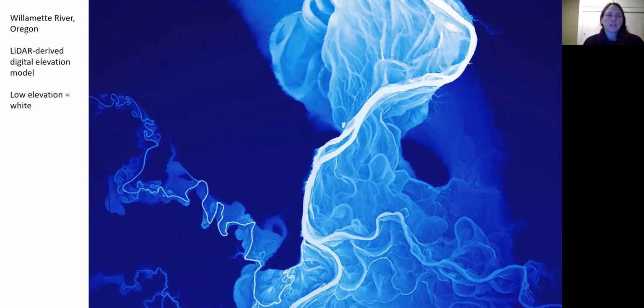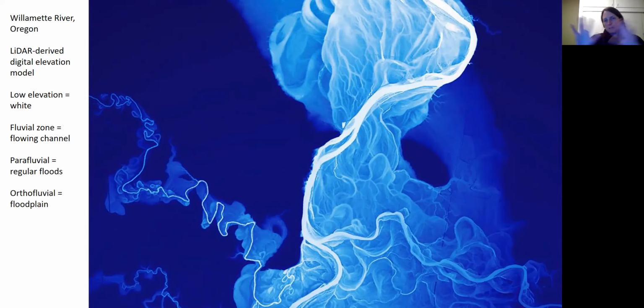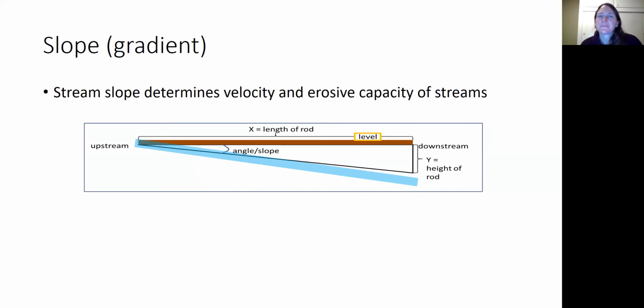So what you're seeing here in the lowest elevation is white. So that's the kind of the main stem. And then the fluvial zone is where the flowing channel is. So the really white parts. The parafluvial zone is where we see regular floods. And so some of the kind of mistier, shadier spots. And then the orthofluvial is the whole floodplain. And this whole image is in the floodplain. This is from the Oregon Department of Geology and Mineral Industries, and a person named Daniel Coe put it together. And you can buy this as like a really cool poster if you want online.